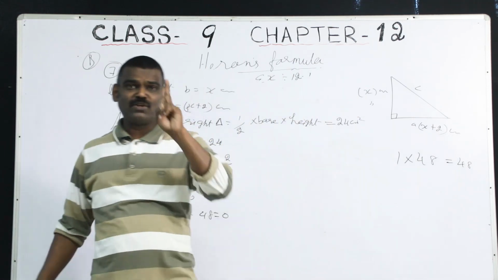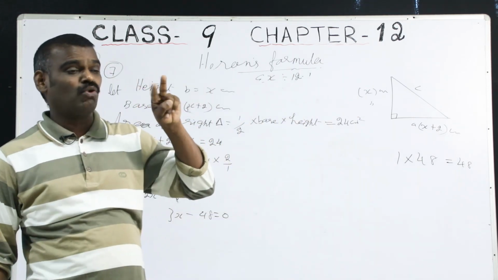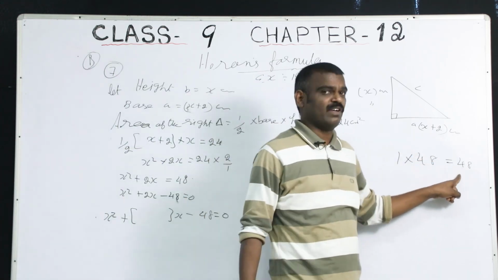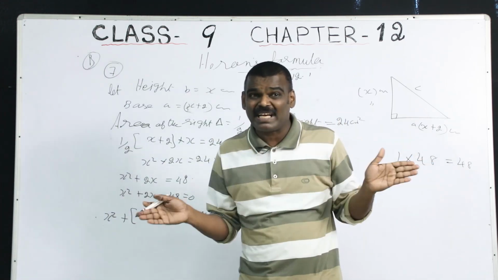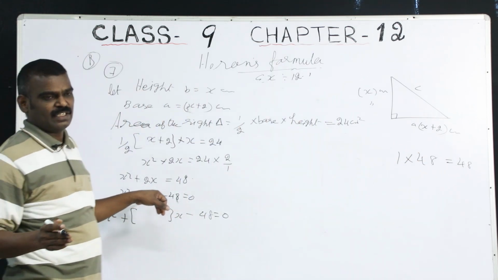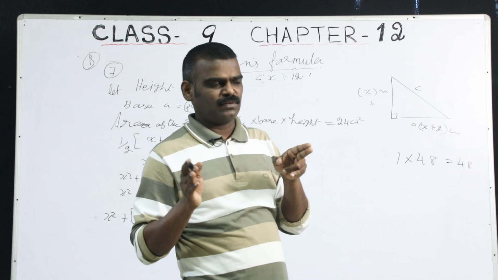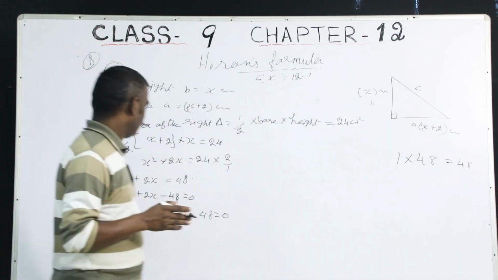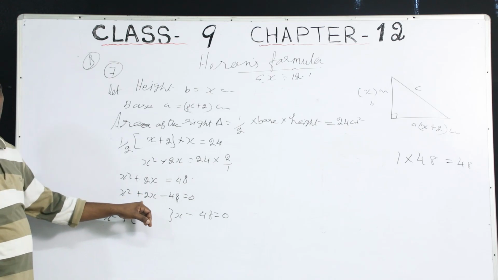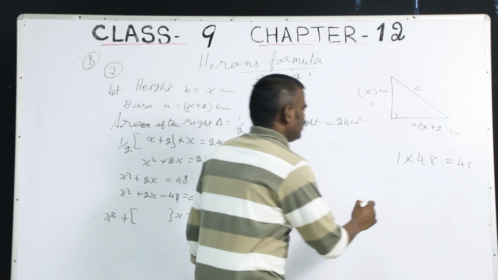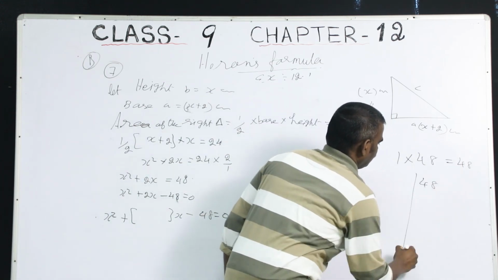Now we need 2 numbers, listen carefully. If you multiply the 2 numbers, you will get the product 48. If you subtract the 2 numbers, you will get the middle term, what is that? 2. If you multiply the 2 numbers, you will get 48. Subtract, you will get 2. What are the numbers? If you find it difficult, the easy method is to go for factorization.